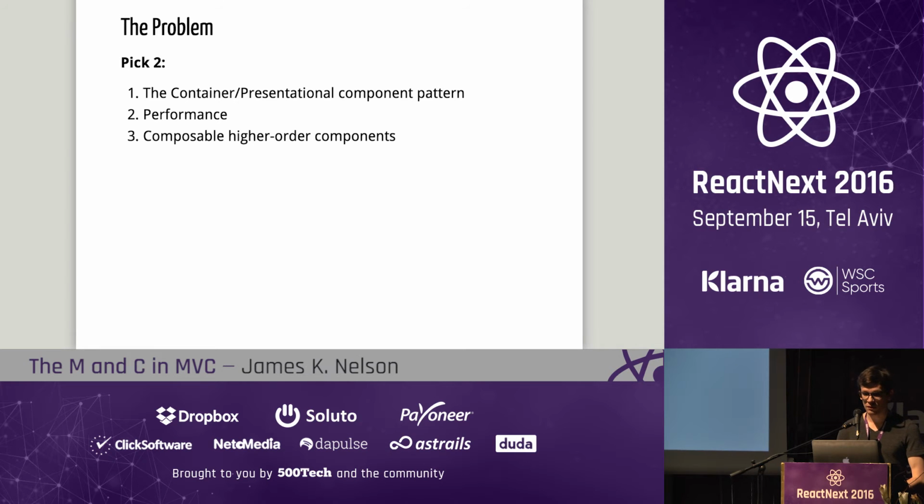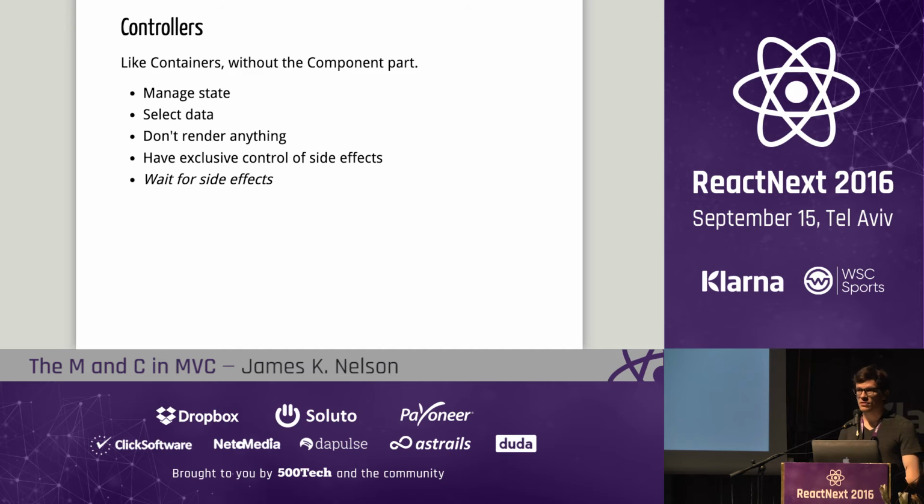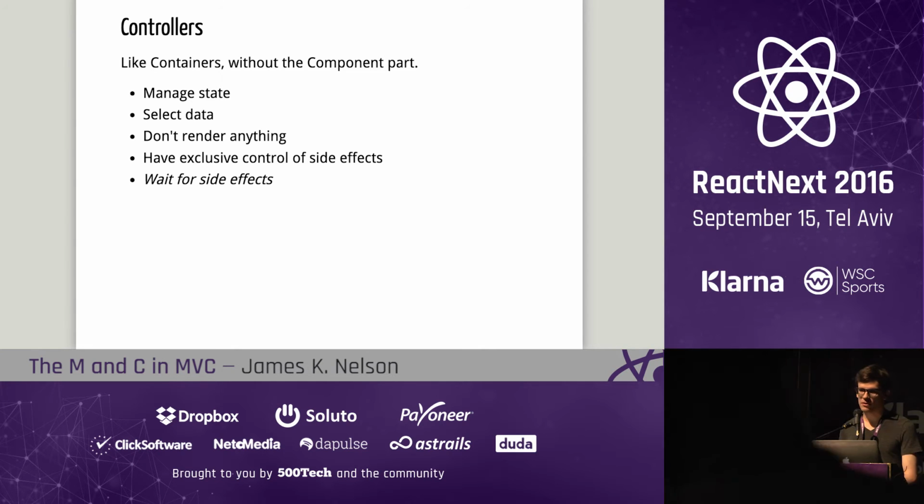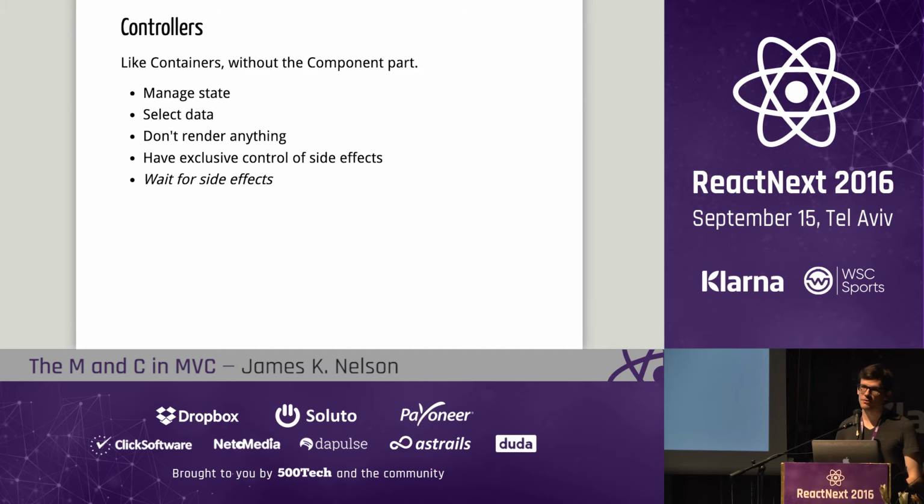So after running into that, I tried a few different things, but the one that really worked is something I call controllers. So controllers, just like containers, are for dealing with state. They don't actually render any DOM stuff, but unlike containers, they don't render anything at all. So the responsibilities are to manage the state, so that you set an initial state and you change the state with a SetState method, and to select the data. That's the same thing which Connect does. They don't render anything, like I said.